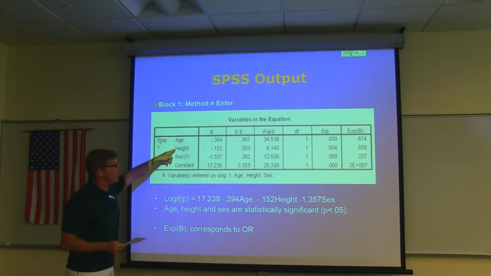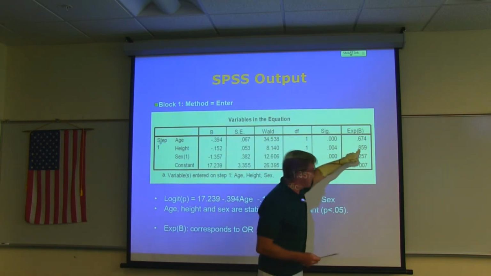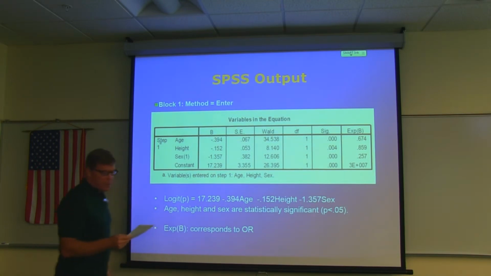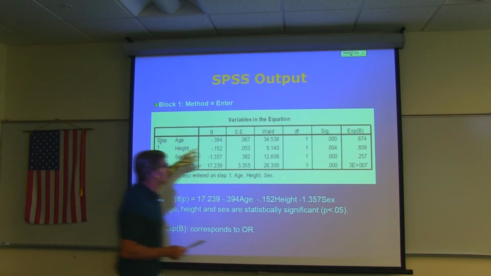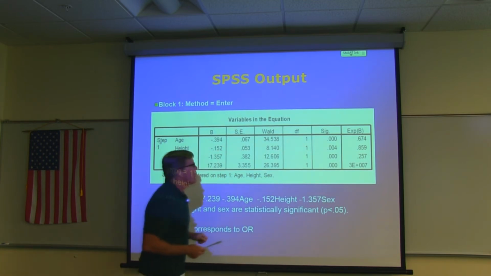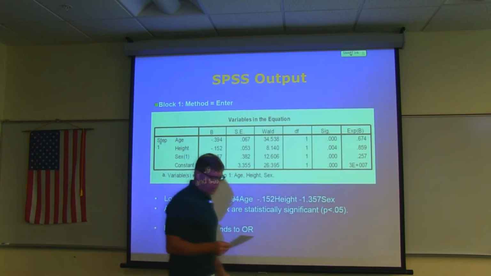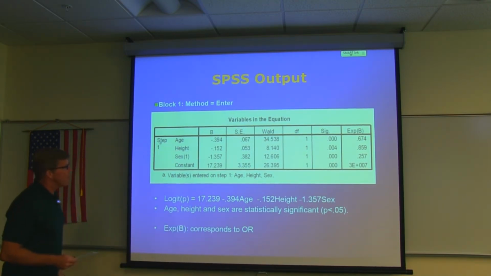Let's look at the height variable in terms of odds ratio. Okay, a 1 unit increase in height decreases the odds of being a smoker by 14.1%. So again, a 1 unit increase in height decreases the odds of being a smoker by 1 minus 0.859, which is 0.141, or 14.1%.